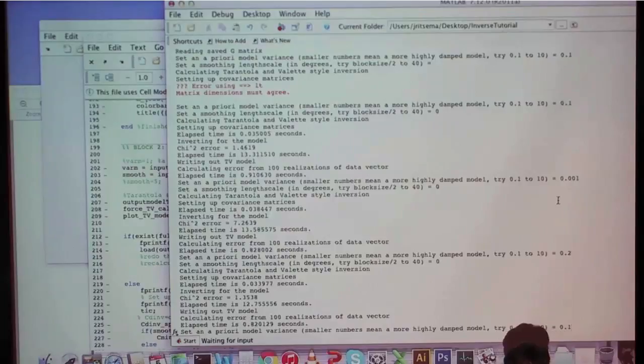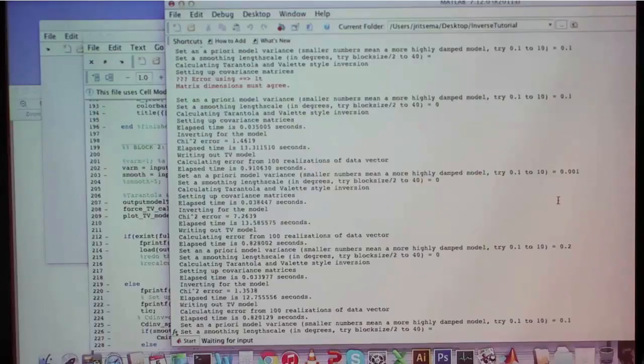And then we're going to also add a smoothing length scale to the inversion. In the tutorial, there's this formula for the covariance matrix, where you're applying a smoothness by including an exponential function, where you implicitly say that you are penalizing models where your velocity variations vary over a particular length scale. Okay, so let me put in a number here.